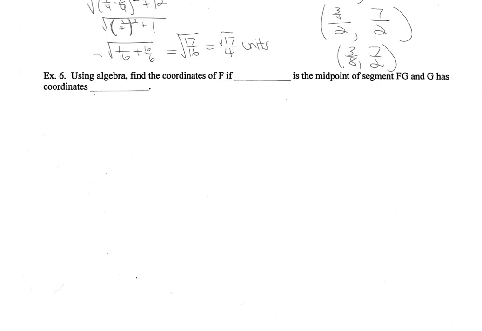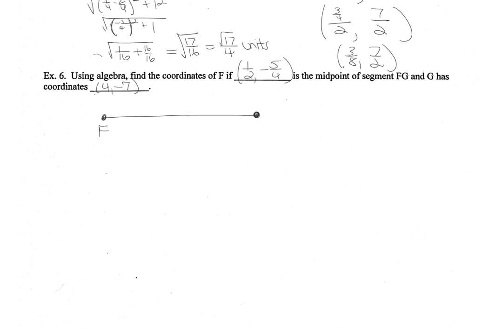And last but not least, it says using algebra, find the coordinates of F if 1/2, comma, -5/4 is the midpoint of segment FG, and G has coordinates of 4, -7. So when it says using algebra, I'm looking for you to actually come up with equations that would support your answer in order to find the coordinates of F. So I'm actually going to draw a visual just to help us with this here.